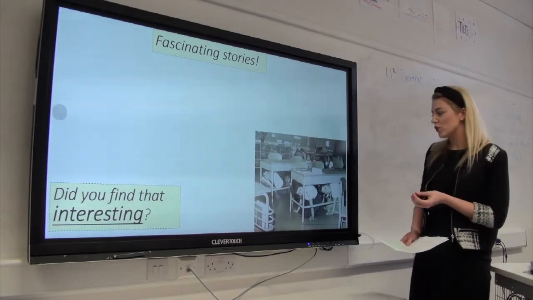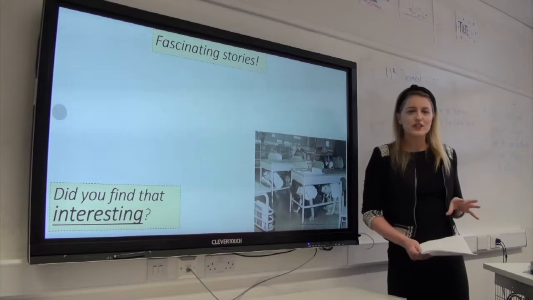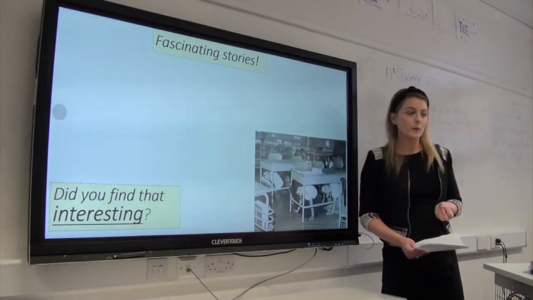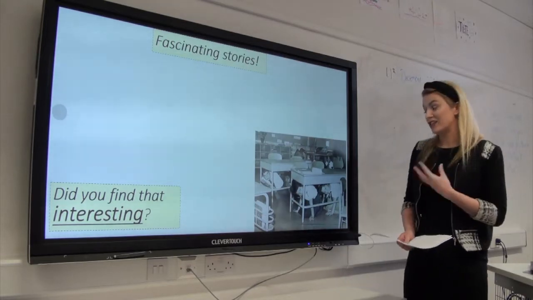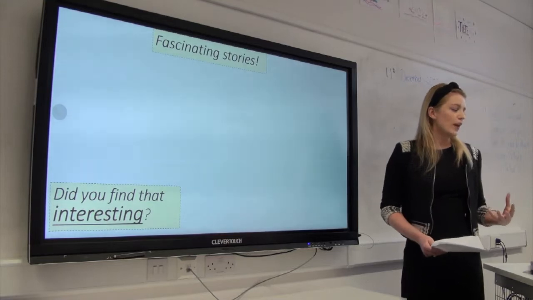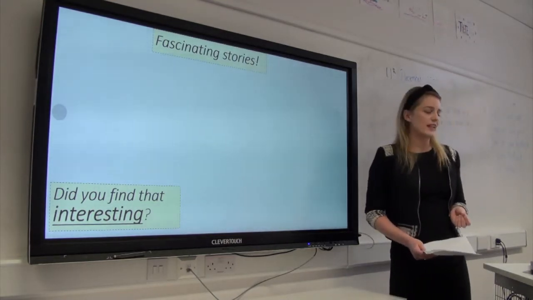And this image shows young children in America practicing hiding under the desks because they're worried that they're going to be affected by a nuclear bomb. Again, something which is incredibly fascinating and not that long ago. So, if you found those stories interesting, we look at those and a lot more at GCSE history.